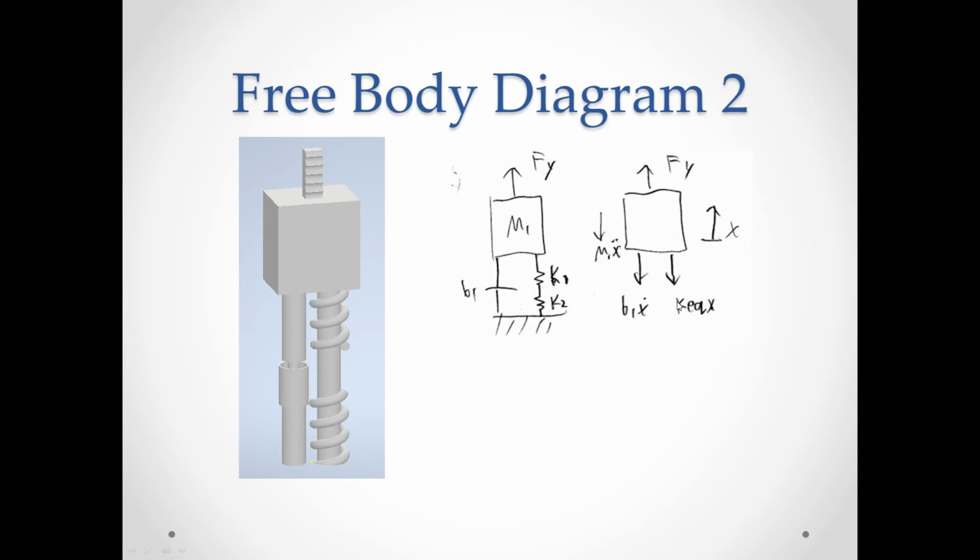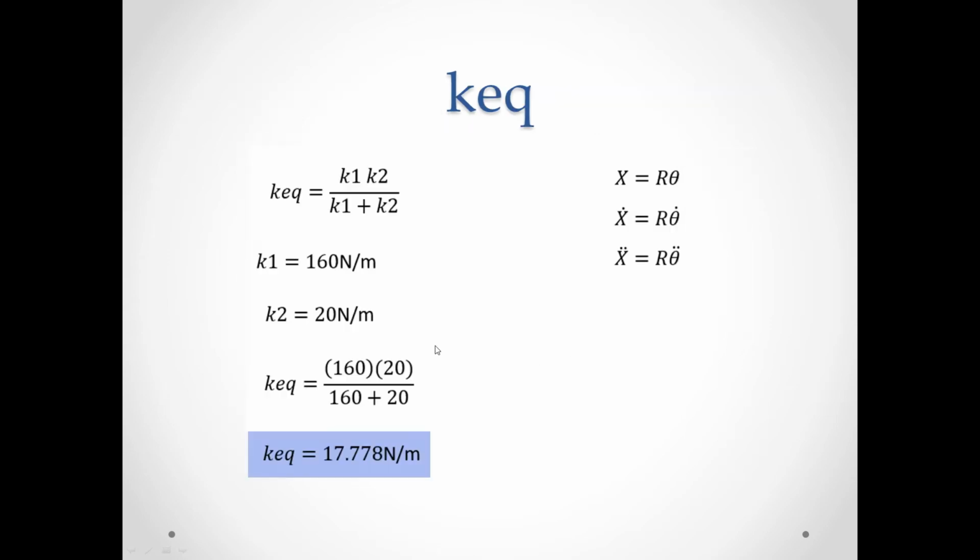We now go into the K equivalent. We need to find that. These are some statements that I've also made. I don't know if they're necessarily relevant in the future, but I'm putting them out here from when I was looking at the problem. So our K equivalent equals K1 times K2 all over K1 plus K2. And we're given that K1 is 160, K2 is 20.